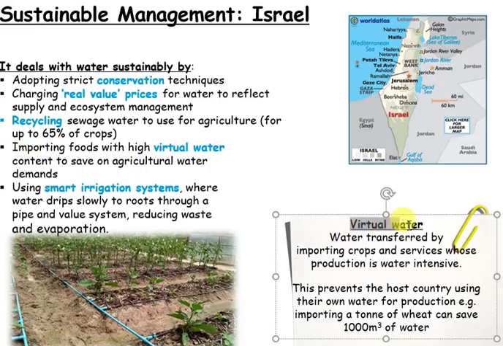And we call this virtual water, where it's kind of water transferred and it's embedded in products. Yeah, so if you buy an iPhone, it's probably cost 10,000 litres of water to actually produce that phone. So if you import that from China or Taiwan, they've spent the 10,000 litres to produce that phone. Advantages of virtual water. It prevents the host country using their own water for production. Yeah. So just import the goods that use a lot of water. Yeah. So that's Israel. Nice and simple, really.